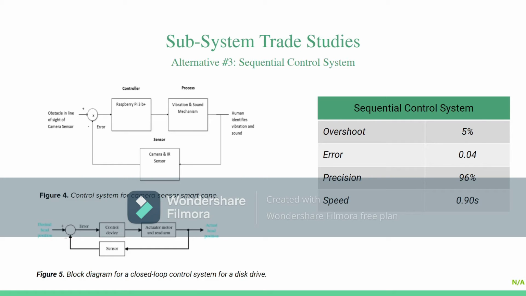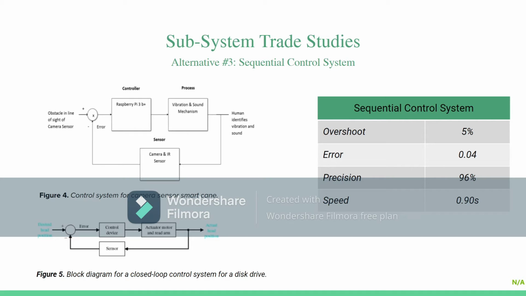Our third and final trade study alternative is a sequential control system. This control system separates into individual steps that proceed in a predetermined order, and the progression from one step to the next depends on the defined conditions being satisfied. In figure number 5, there's a block diagram for a closed loop control system for a disk drive, for a better understanding of the mechanism of a sequential control system.